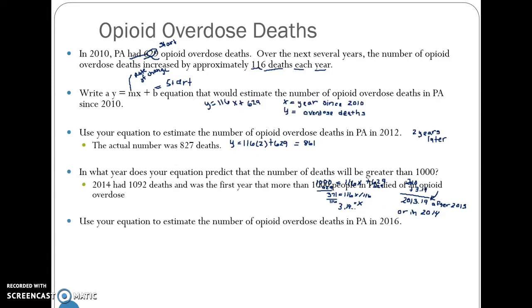So our next question says use your equation to estimate the opioid overdose deaths in 2016. So 2016 is 6 years later, and I'm getting that because our original model was years after 2010. So this is similar to what we did before. We'll write y equals 116, and then our x value is the 6 years later plus that original 629. I put all of that in my calculator, and it estimated 1,325.